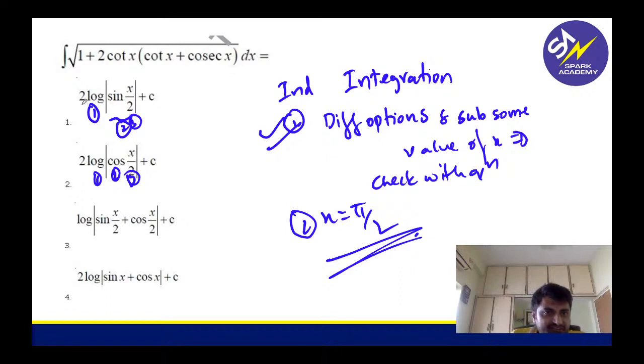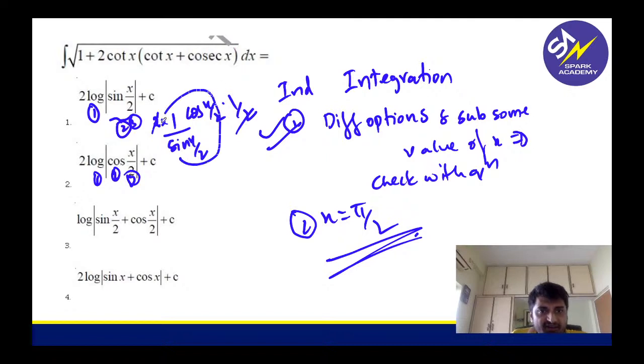So let's check actually. First option I think should give you the answer. 2 times derivative of log is 1 by sine of x by 2. Derivative of sine is cos of x by 2. Derivative of x by 2 is 1 by 2. So basically you are getting cot of x by 2.